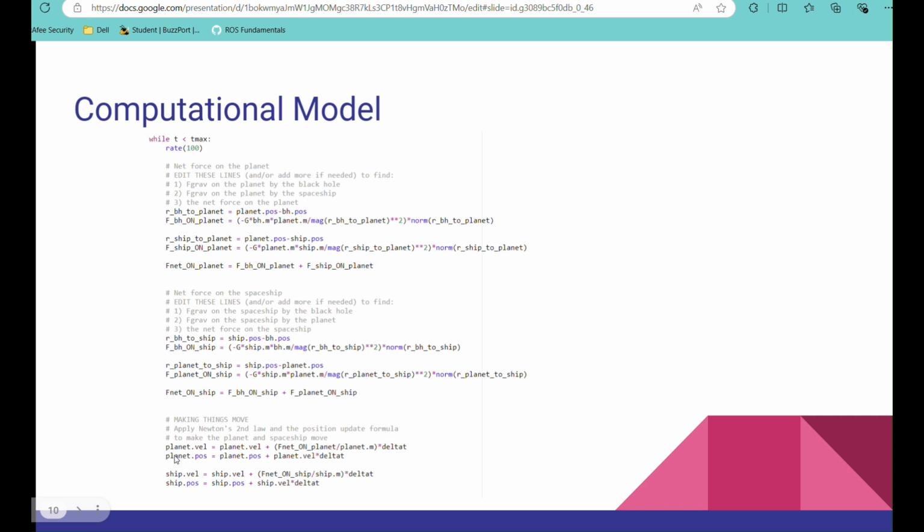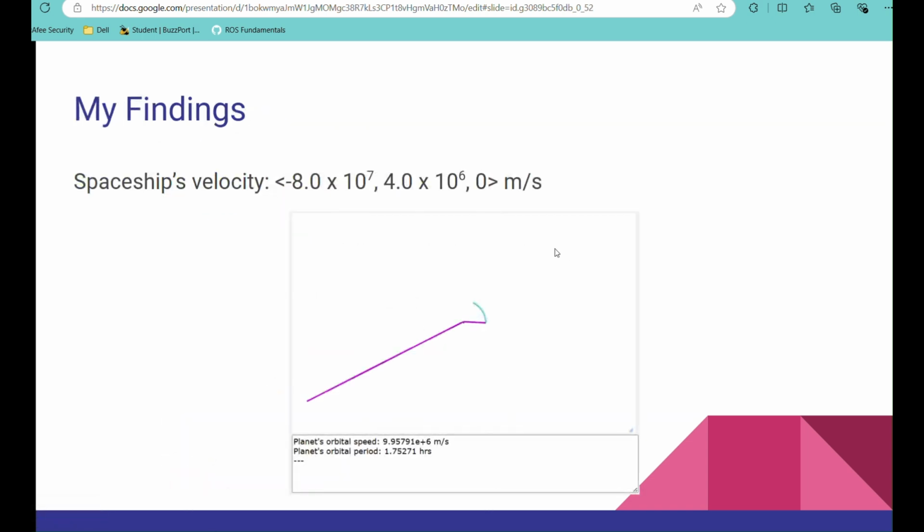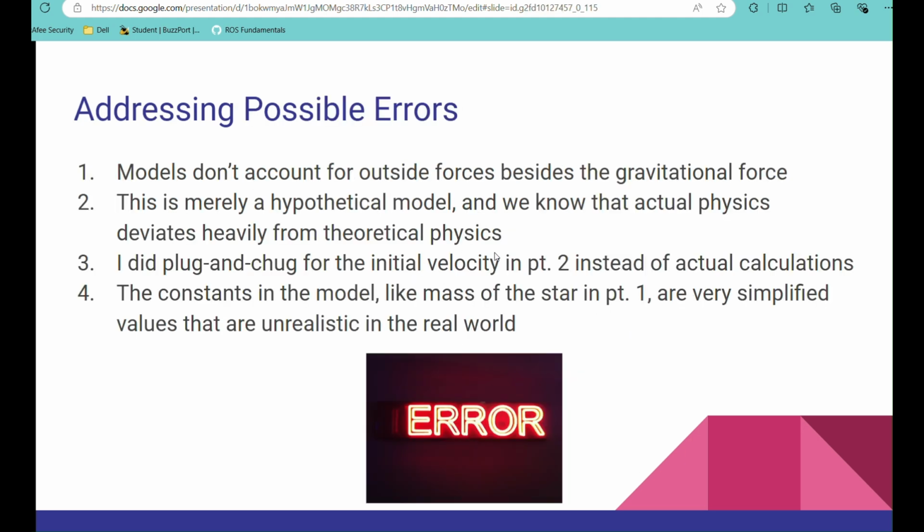And the velocity update formulas were used to find the velocity and position at each point, to make the planet and the ship move based on where we were in the simulation and to make things more realistic. So here's how we found the ship and planet's velocity and positions at each point. And our finding was that the velocity to escape the black hole while still approaching it closely was this vector. It approached the black hole without actually touching it, and then escaped down this angled path over here without crashing into the planet or the black hole.